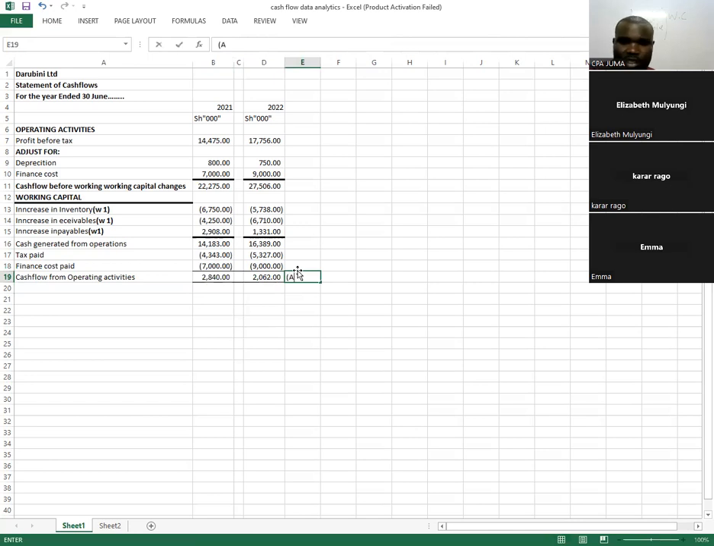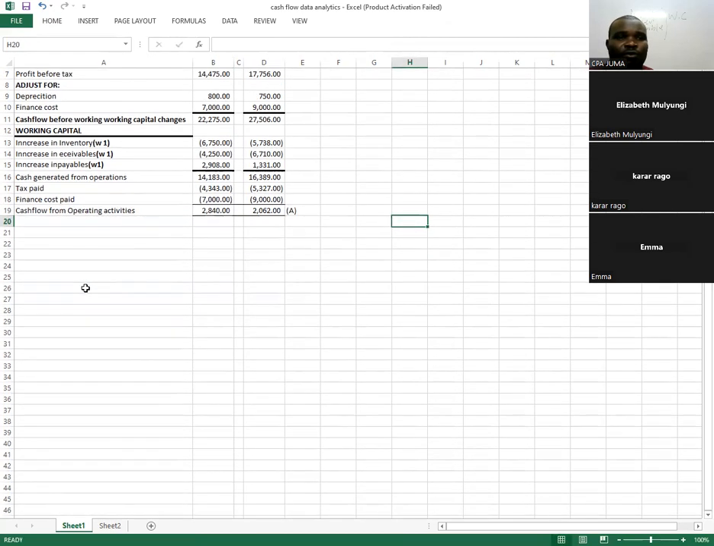Then call it A. Why am I calling it A? Cash flow is divided into 3. So part A is the first activity there. So we are done with phase 1. We are going to investing activities. Is there someone with a question? Any concern from any one of us?